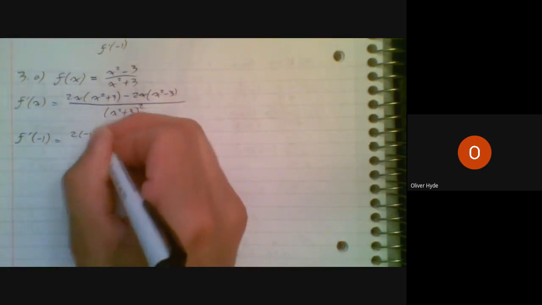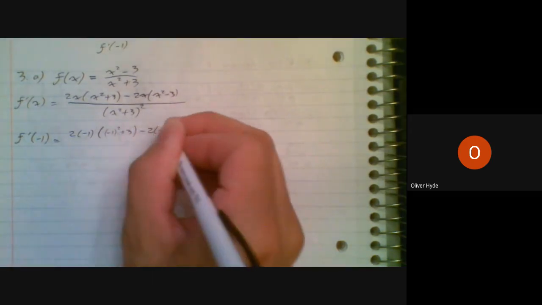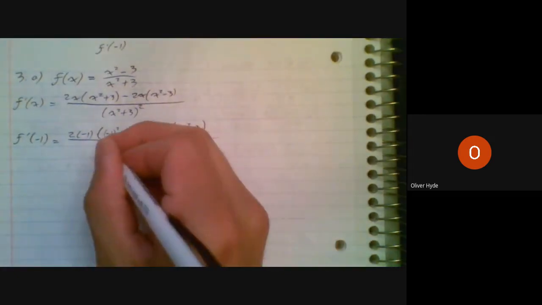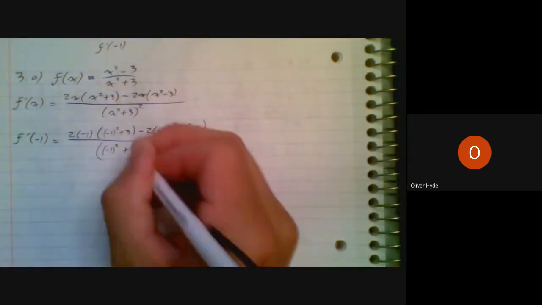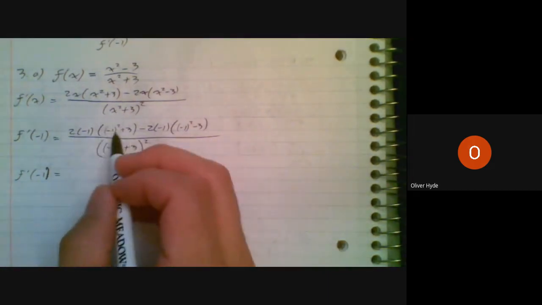F prime of -1 is going to be 2 times -1 multiplied by the square of -1 plus 3 minus 2 times -1 multiplied by the square of -1 minus 3 all over the square of -1 plus 3 squared. Look at all those brackets. Let's also make sure that we're announcing what it is that we're doing here. What have we got here? -2. Let me start from on the inside.